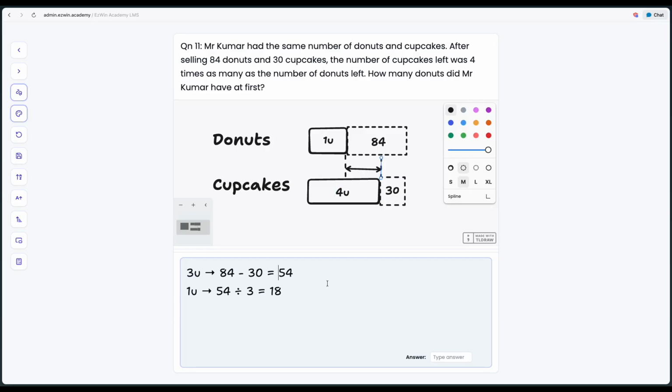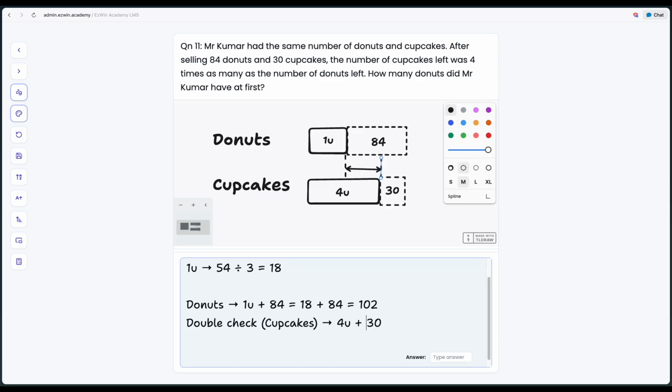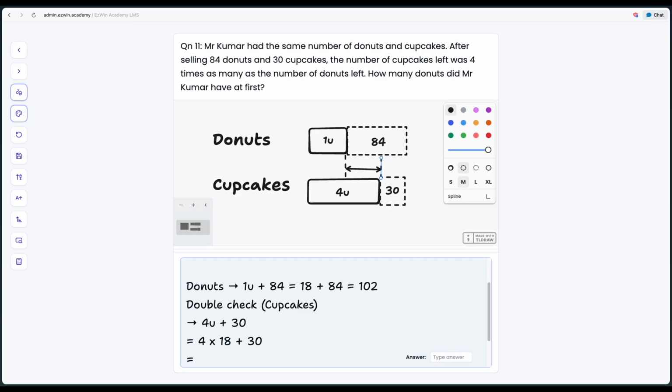How many donuts did Mr. Kumar have at first? So we can calculate donuts. So donuts is equal to 1 unit plus 84, which means it's just 18 plus 84. And this gives us 102 donuts. So to just double check, we want to check the cupcakes as well. So that means we can just have 4 units plus 30, which is equal to 4 times 18 plus 30. So 4 times 18 is 72.